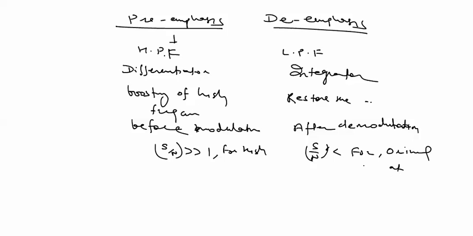At the receiver, after demodulation is complete, the signal is restored back to its original level. Now we will discuss the next topic, phase modulation.